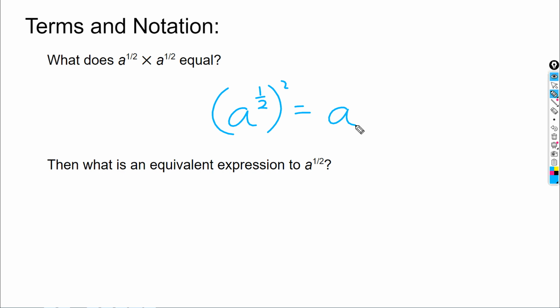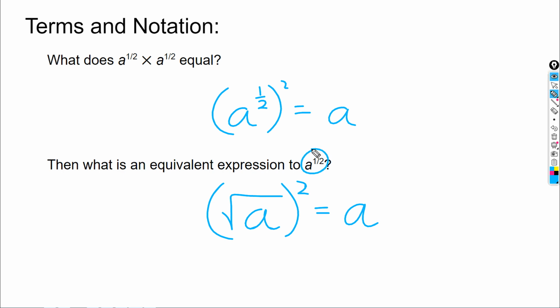Well, what kind of number can we square that just becomes the number again? And the thing that we can cancel out essentially with a square is a square root. So if we had a square root of a and then we squared it, well, the square root and the square are opposites of each other, and they would cancel out, leaving just a. Therefore, we know that a to the 1/2 is equivalent, or the same thing, as the square root of a.